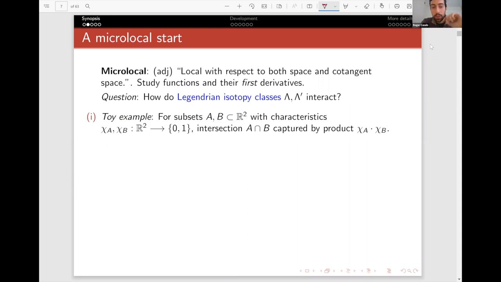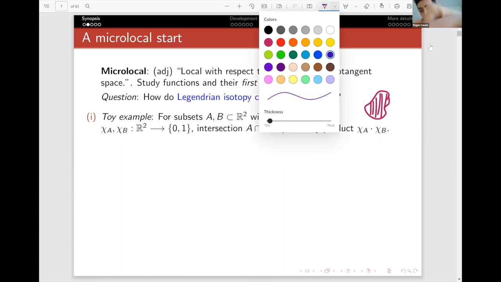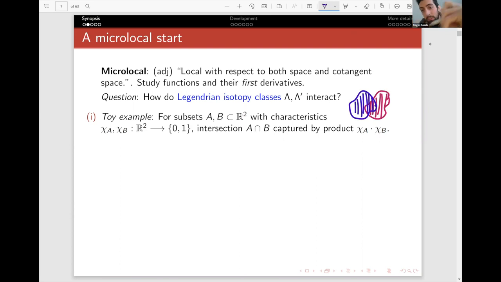As a toy example, you could ask the following question, and this is not a contact topology comment. Suppose you have two subsets of the plane. Maybe subset number one looks like this, and subset number two looks like that. How do subsets or sets talk to each other? You can take unions or you can take intersections. One way to take the intersection, maybe from an analytical viewpoint, is to take the characteristic function of A, a function which is zero outside of A and one in A, the same for B, and then take the product of those two functions. Think of some kind of hills, which is one here, zero everywhere else, one here, zero everywhere else. You multiply, and anywhere one of them was zero, you get zero. So you end up with something that captures the intersection. Hopefully we're comfortable with that.